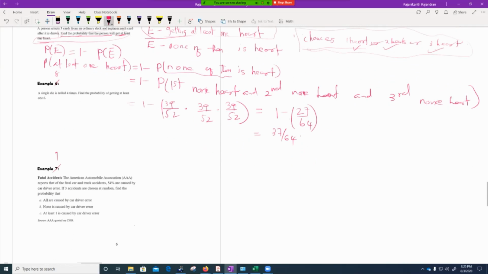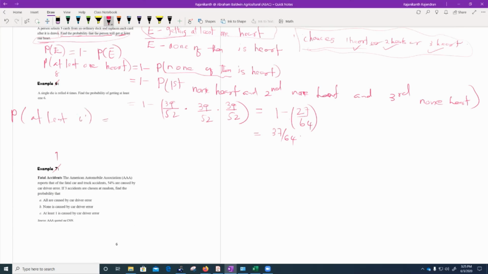So now look at the next example. A single die is rolled four times. Find the probability of getting at least one 6. So you are rolling a die four times. Out of four attempts, they are asking that you should have at least one 6. So what are the possibilities? The question is now finding the probability of at least getting one 6.